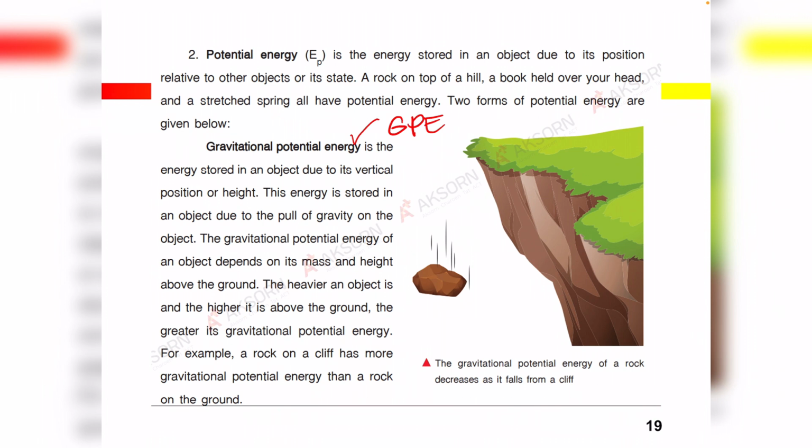The GPE is the energy stored in an object due to its vertical position or height. This energy is stored in an object due to the pull of gravity on the object. The gravitational potential energy of an object depends on its mass and height above the ground. The heavier the object is, and the higher it is above the ground, the greater its gravitational potential energy. For example, a rock on a cliff has more gravitational potential energy than a rock on the ground. The gravitational potential energy of a rock decreases as it falls from the cliff.